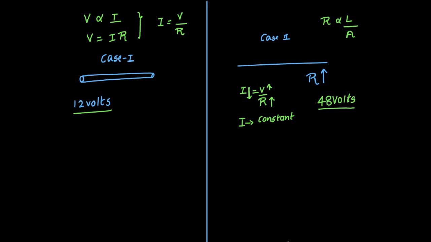Alright then, so in this case the voltage is increased 4 times, which means that the resistance increases by 4 times, and the resistance increases by 4 times if you reduce the cross-sectional area of the wire by 4 times, right?